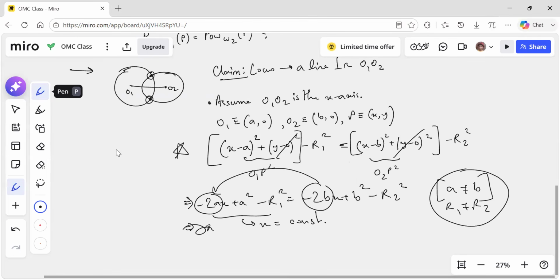That is not necessarily true. For example, if you have two non-intersecting circles, there will still be many points which have equal power, right?